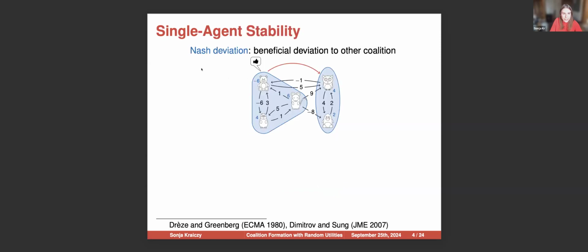And so this leads us directly to notions of single agent stability. This bear wants to perform a Nash deviation because it has a beneficial deviation to this other coalition. And then we say that a partition or a coalition structure is Nash stable if there's simply no Nash deviation. So there's no agent who has a beneficial deviation to another coalition.